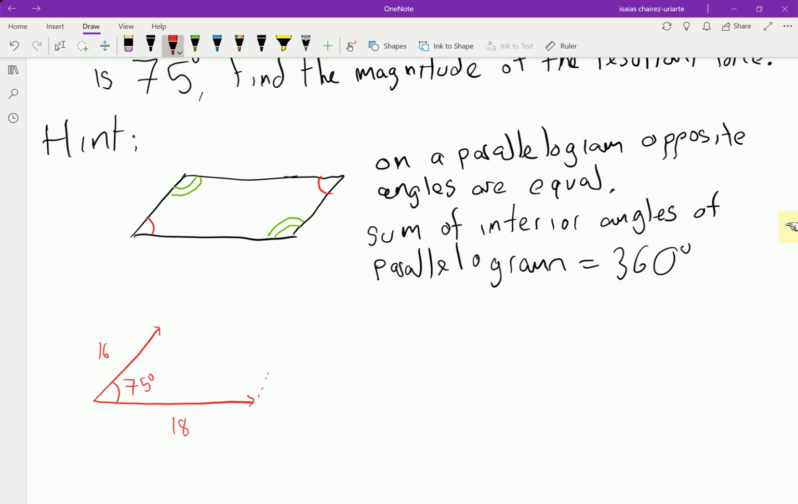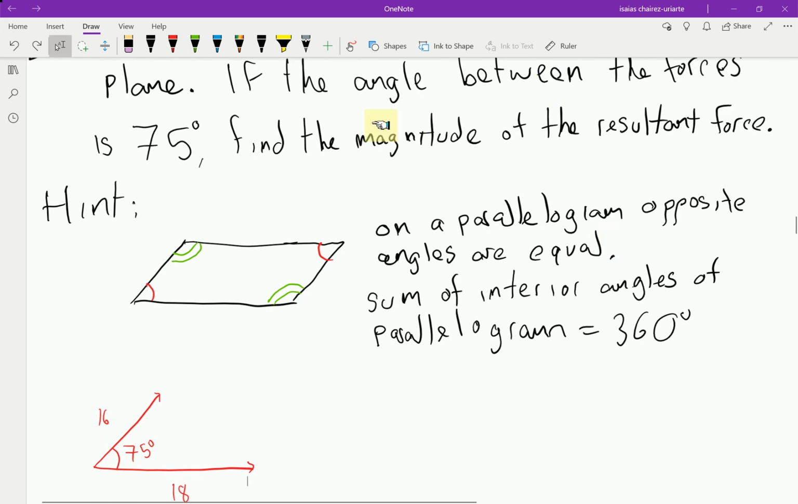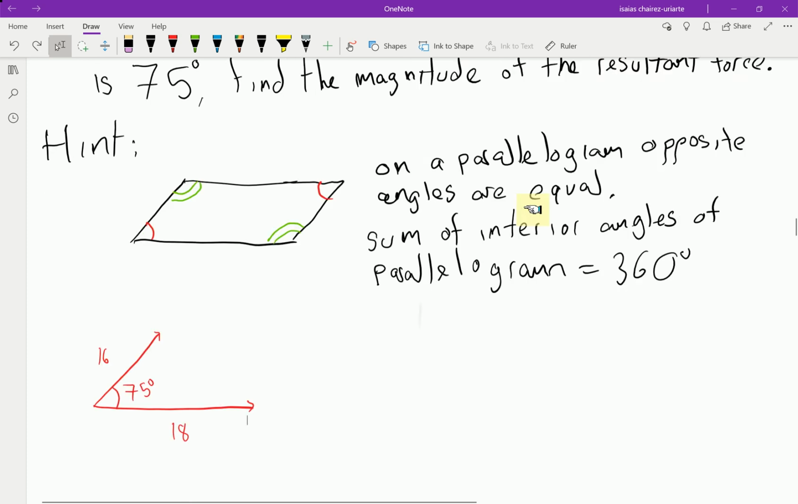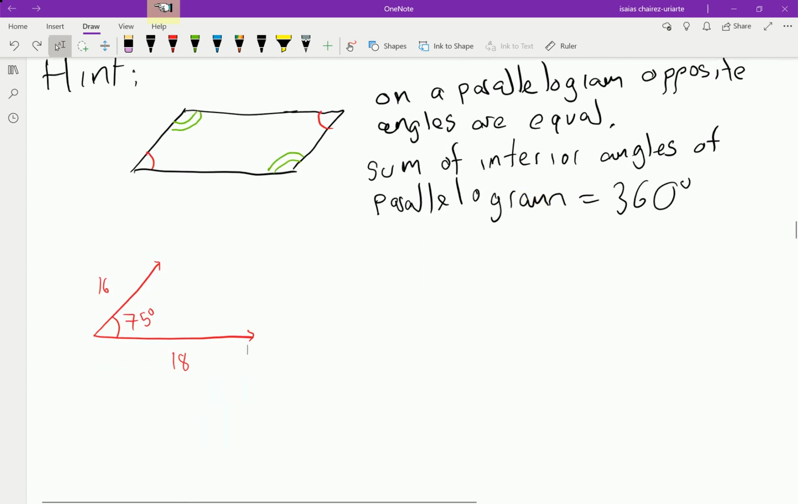And now, so yeah, what's going on here is these two forces. This force of 16 newtons and this force of 18 newtons are acting on this point right here. And they're asking us to find the magnitude of the resultant force. Remember, the resultant force is the sum of these two vectors. So let me think about the sum. The sum is supposed to be, well, let me first draw a parallelogram here.